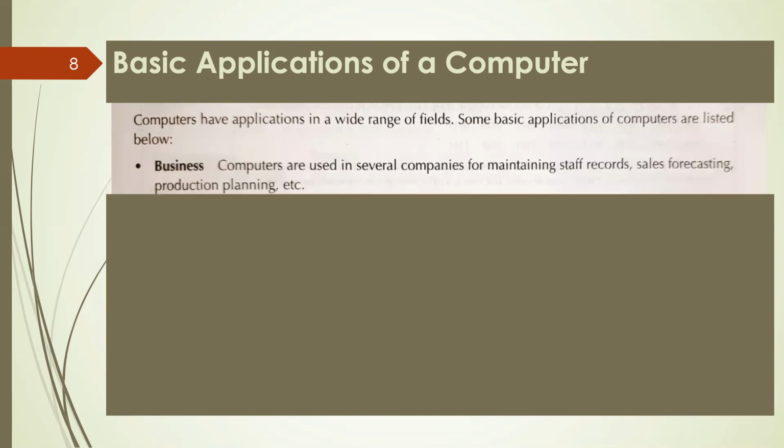First of all, business. In business, we are using the computer. Computers are used in several companies for maintaining staff records, sales forecasting, production planning, etc. For business purposes, computers are used in companies and industries, installed mainly for maintaining staff records, sales forecasting, production planning, and also for presentations and advertisement purposes. For that, in the business field, computers are used.